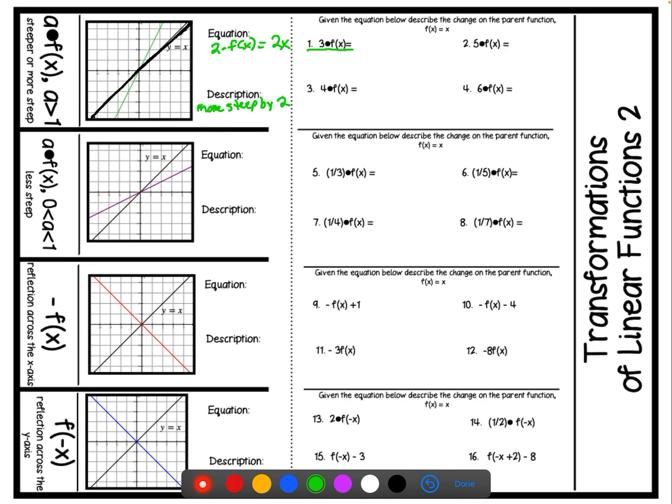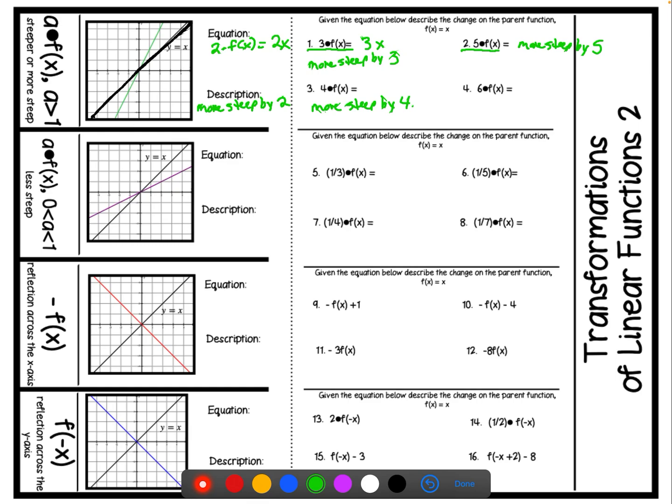1, 3 times f of x is more steep by 3. And this equation is just 3x. And we say more steep by 3. So in number 2, it's more steep by 5. Number 3, it's more steep by 4. And you can complete number 6.